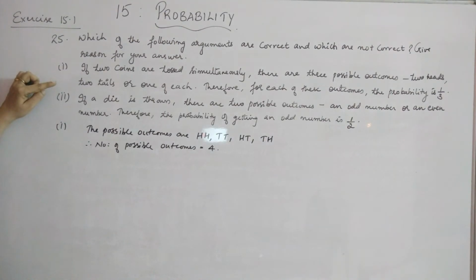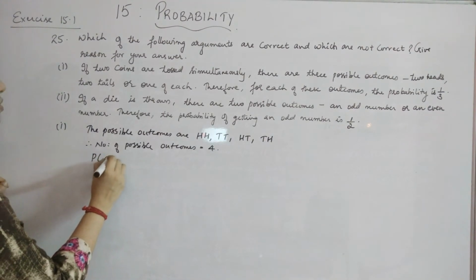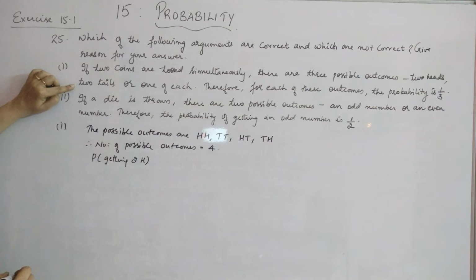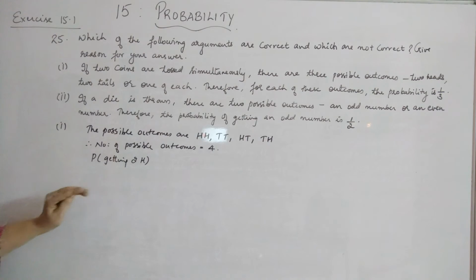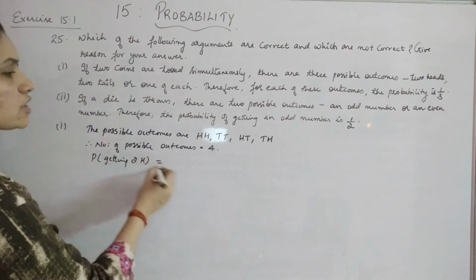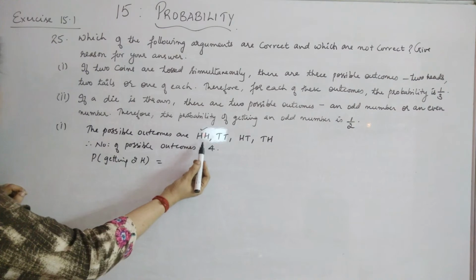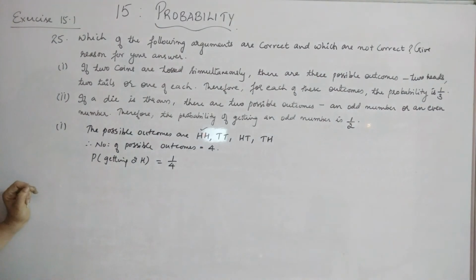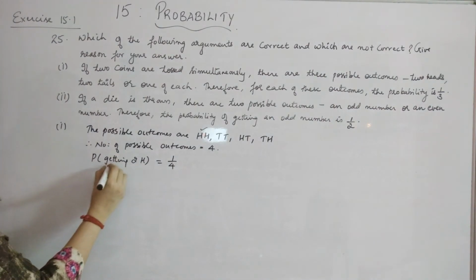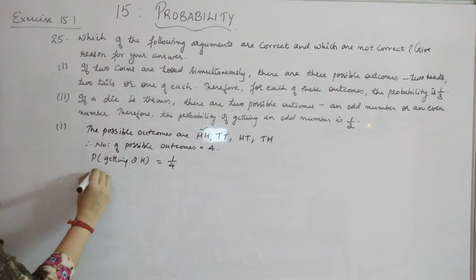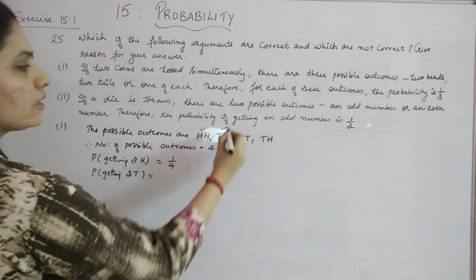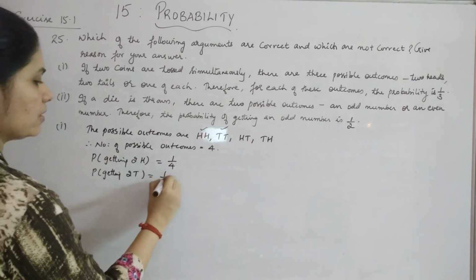Now when you go for the probability of getting 2 heads, their argument is that the probability of each should be 1 by 3. So we are just seeing what will be the probability of each one. The probability of getting 2 heads: you have the number of favorable outcomes as only 1, so the probability will be 1 by the total possible, which is 4. The probability of getting 2 heads is 1 by 4. Now what is the probability of getting 2 tails? It is again 1 out of the 4, so it is 1 by 4.